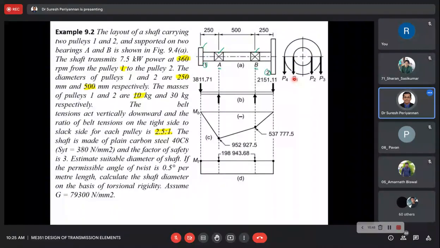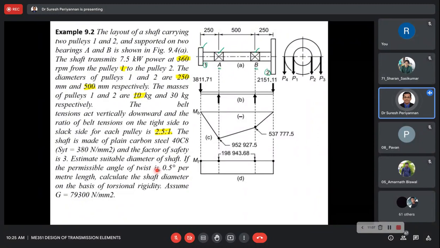This is the tension, tight side and slack side, P1, P2. The bigger pulley is here, with tight side and slack side P3 and P4 respectively. Now see here, the shaft is made of plain carbon steel. The yield strength is given as 380 Newton per mm square and the factor of safety Fs is given as 3. Estimate the suitable diameter of the shaft.